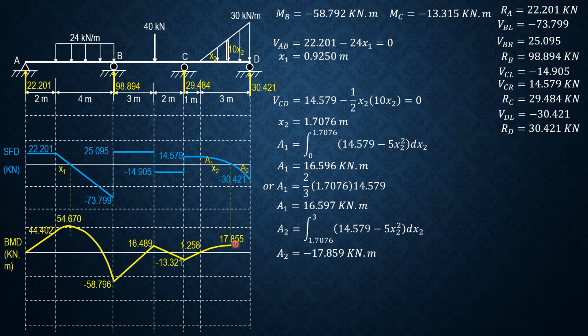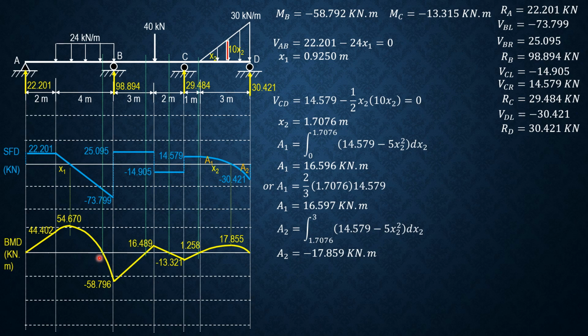So 17.855 plus area 2, which is negative 17.859, is almost 0. So the difference of 0.034 is understandable. So that closes the moment diagram. We then project these 0 moments. These are the points of inflection where concavity changes from concave up to concave down, or concave down to concave up, vice versa. So let's project them upward.